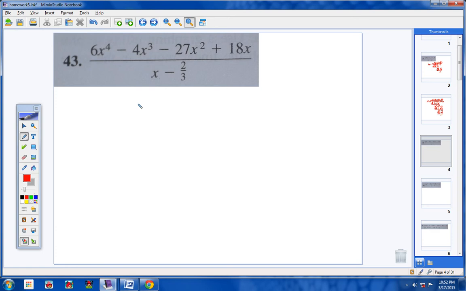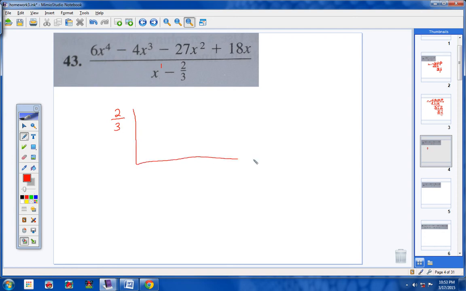So here we go. First of all, your divisor right here does fit the format. It has to be a binomial, power of 1. And this has to be a constant term. Everything's good, okay? So you always change the sign of this, so I'm going to put a positive 2/3 right here.